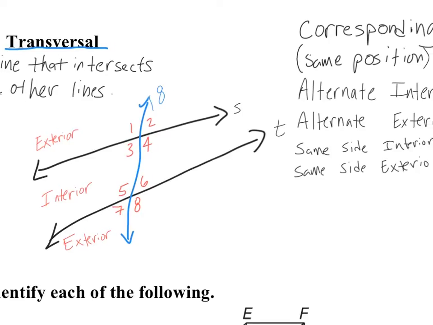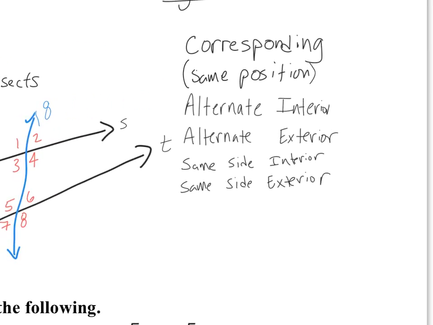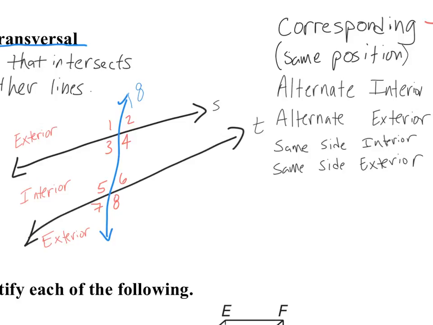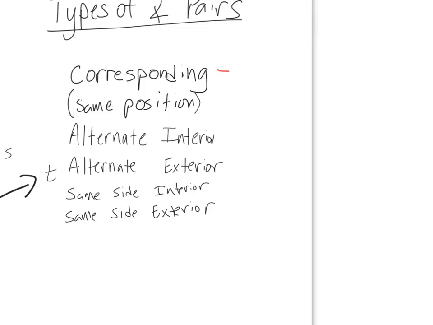Okay, so if I was going to talk about corresponding angles, those are angles that are in the same position. So the other ones you can kind of figure out on your own. They're pretty intuitive. But corresponding angles, I would say that angles 1 and 5 are corresponding angles, okay? So over here I'm going to say corresponding angles. I'm going to say angle 1 and angle 5, okay? Those are corresponding.